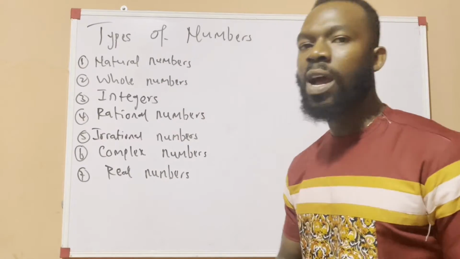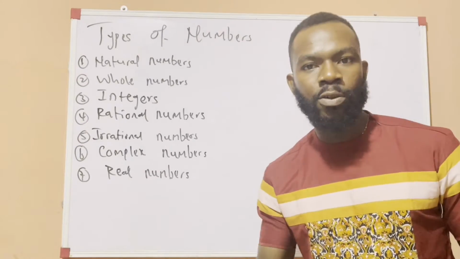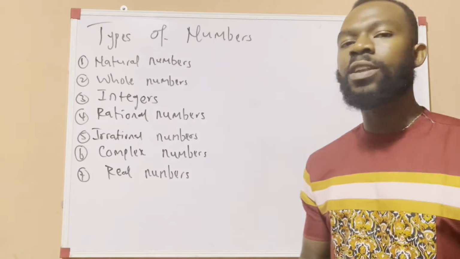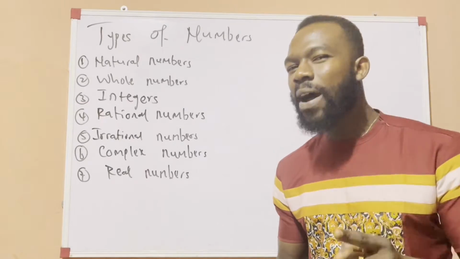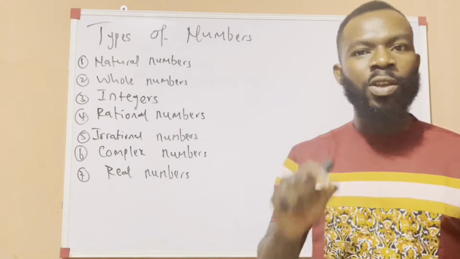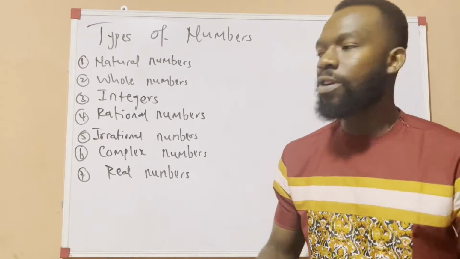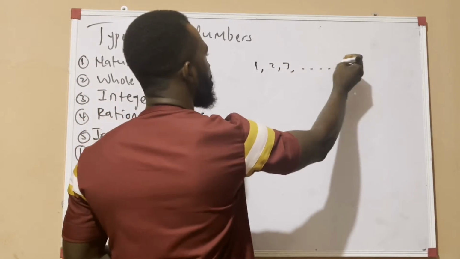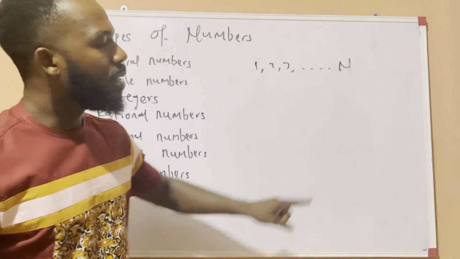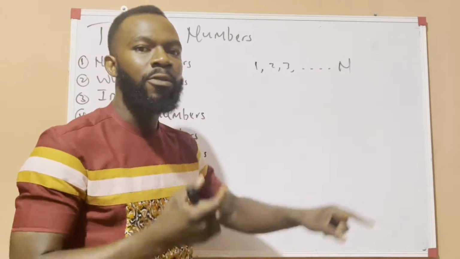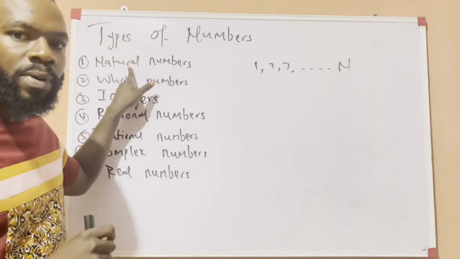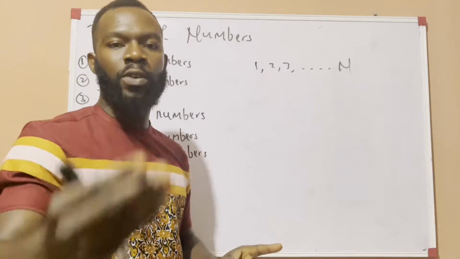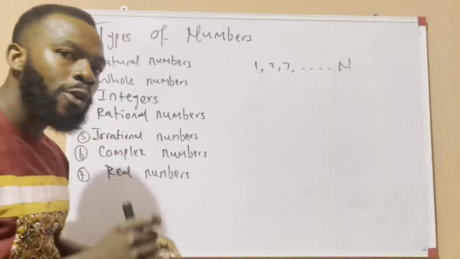The first number we have on the board are called natural numbers. When you hear the word natural numbers, what comes to your mind? Natural numbers are positive numbers apart from 0. 0 is not a natural number. So what are natural numbers then? They include 1, 2, 3, up to n. The big letter N represents natural numbers. So don't forget, natural numbers are positive numbers, apart from 0.